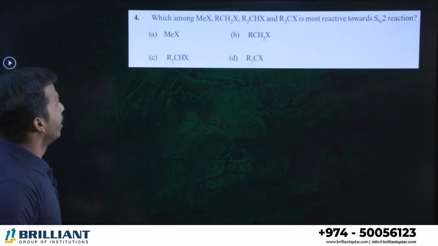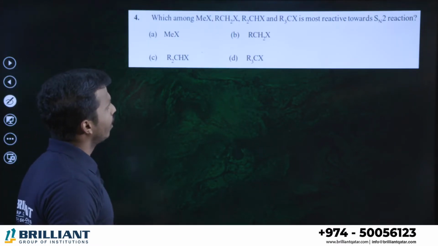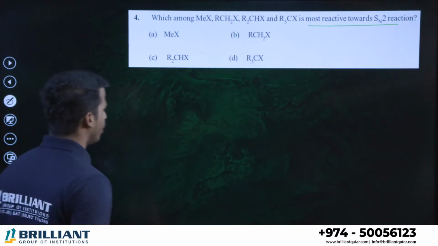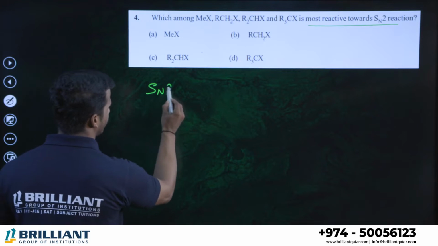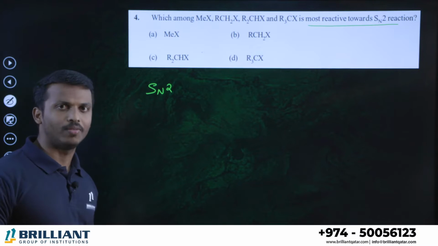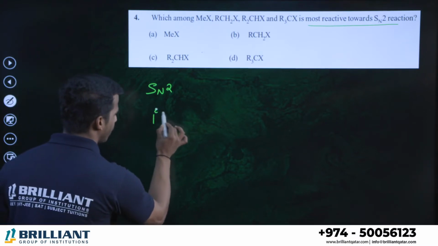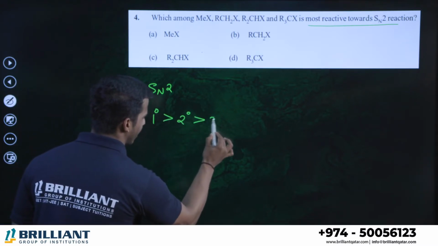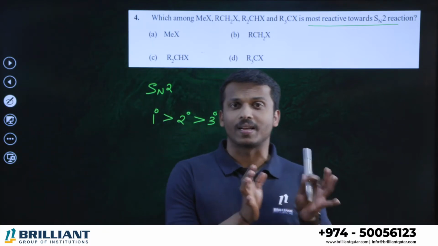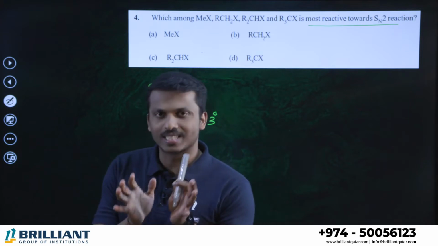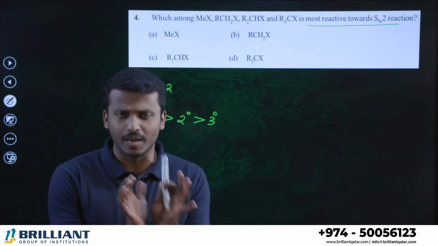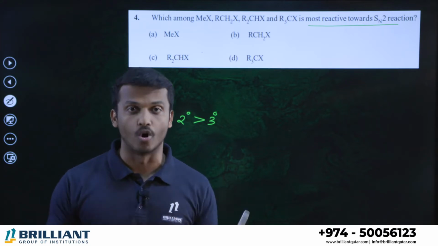Question number 4. Which among the following is most reactive towards the SN2 reaction? SN2 reaction, substitution nucleophilic bimolecular reaction. What is the reactivity order? We studied that primary is greater than secondary, greater than tertiary. Because the SN2 reaction is favored in a less sterically crowded system. Yes or no? Where steric hindrance is minimum, the SN2 reaction is more.